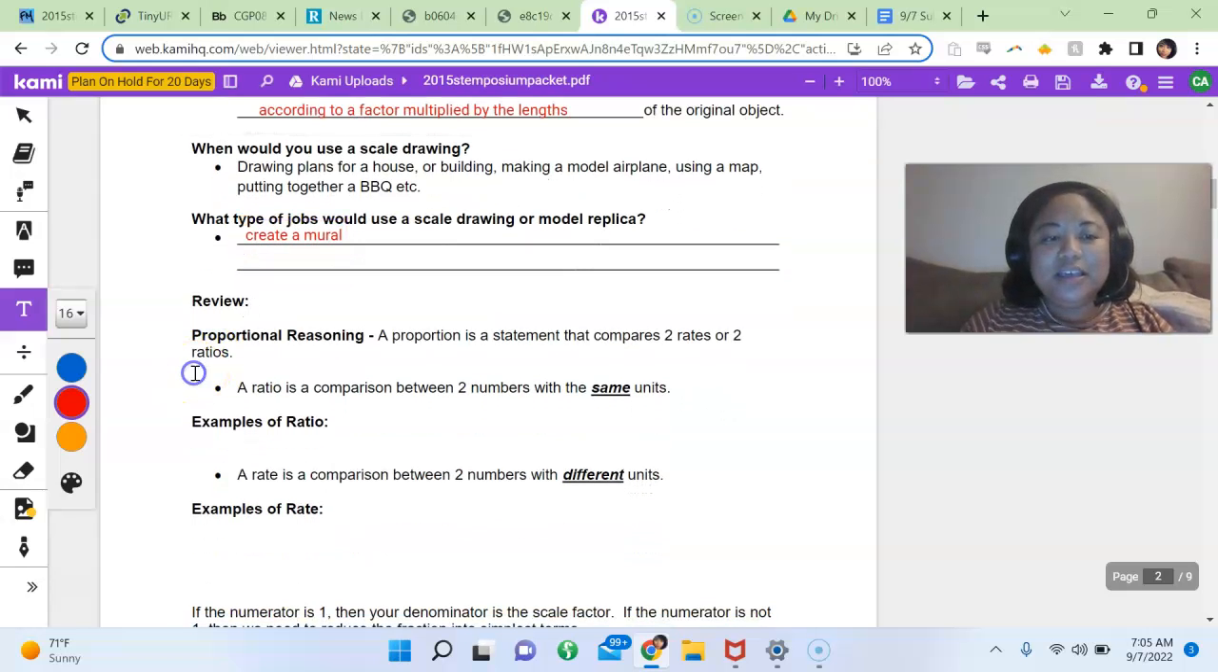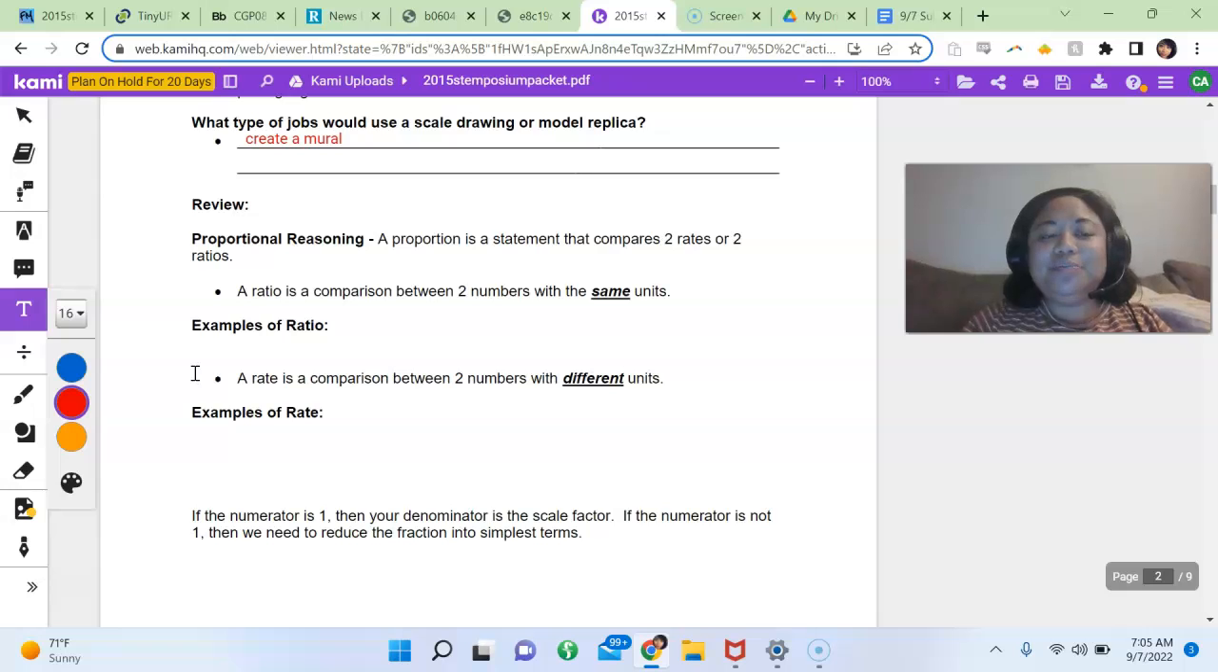Okay. So now we're going to do some review. Could I maybe get somebody to read out loud? Or go ahead and read this to yourself first. So pause the video and read this, and then we'll go over what this means.